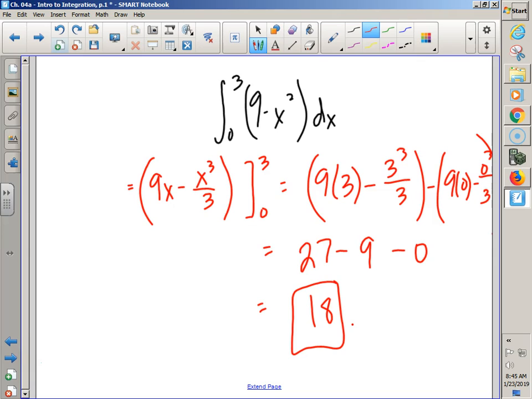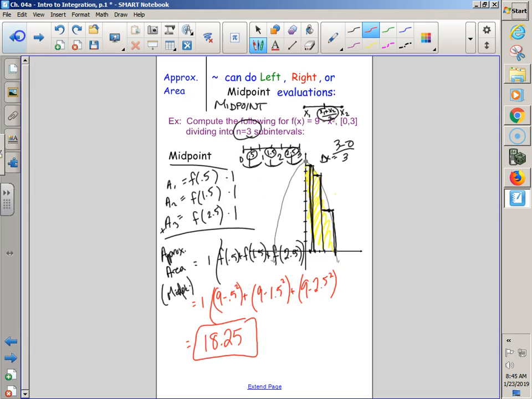But anyway, how did this compare? Over or under? Over. But barely. So if the actual answer was 18.45, this one was an over approximate. But barely. Which one seemed to be more efficient? The left, the right, or the midpoint? The midpoint. But which one took kind of, if you were to do it by hand, which one would take more work? Ugh, those fractions, right?